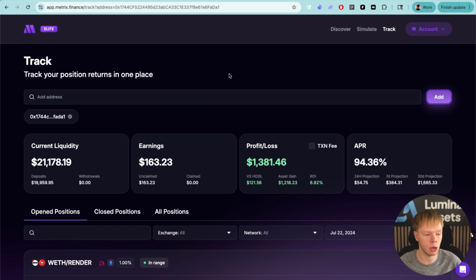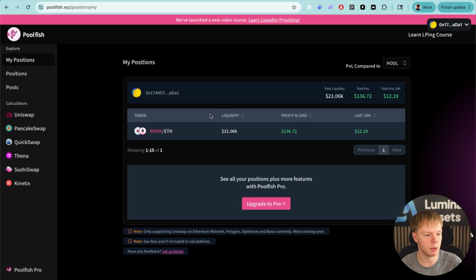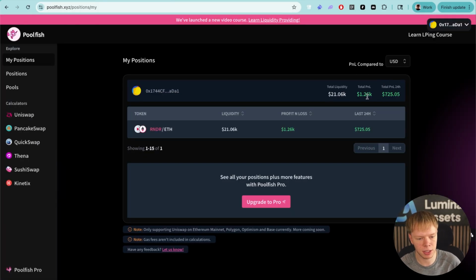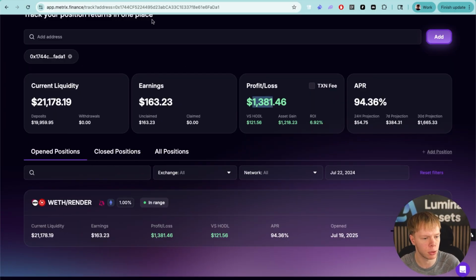This means that you can track your own wallet and other people's wallets, or you can track your other wallets without having to have multiple subscriptions, because you can track it all under one. On top of that, you can bundle multiple wallets at once, paste in multiple, and view them at the same time. Now, that being said, from the get-go, PoolFish shows you your total liquidity, total P&L, and total P&L in the past 24 hours across all of your positions. Now, I only have one position right now, and the data seems to be relatively similar. It's showing I'm up 1.26K compared to over here at 1.381K.